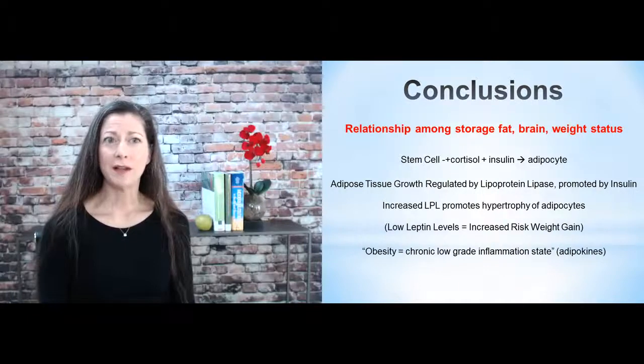When you think back on this class, it is important to remember that there is a relationship between the adipose tissue, the brain, and a person's weight status. The adipose tissue is an active endocrine organ, and it is sending messages to the brain, trying to preserve itself and defend its size.